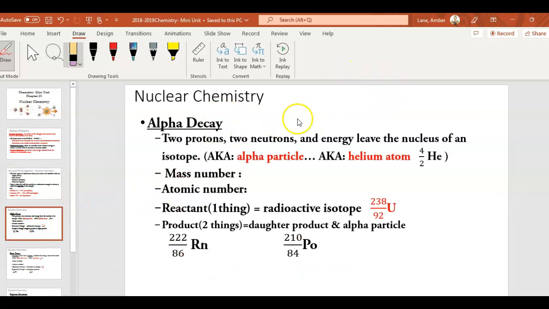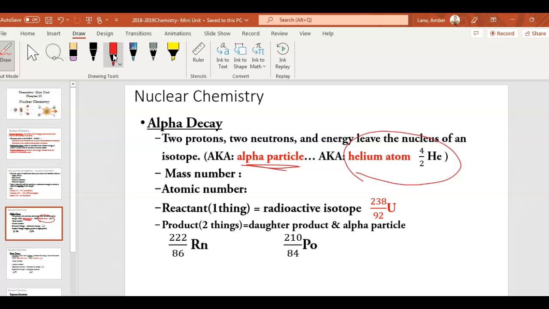Okay, so let's talk about alpha decay. Alpha decay is a type of nuclear reaction, or a type of decay. This is what happens inside of the nucleus. 2 protons and 2 neutrons leave the nucleus of an isotope. Those 2 protons and those 2 neutrons leave in the form of an alpha particle. Right here, alpha particle. An alpha particle is literally just like a helium atom. Right here. So, 2 protons, 2 neutrons.